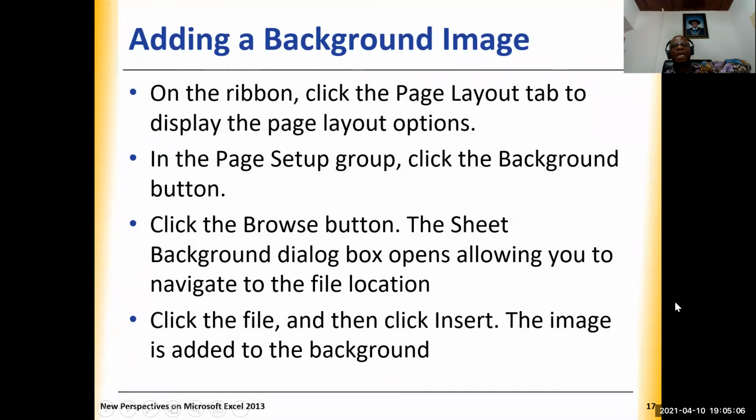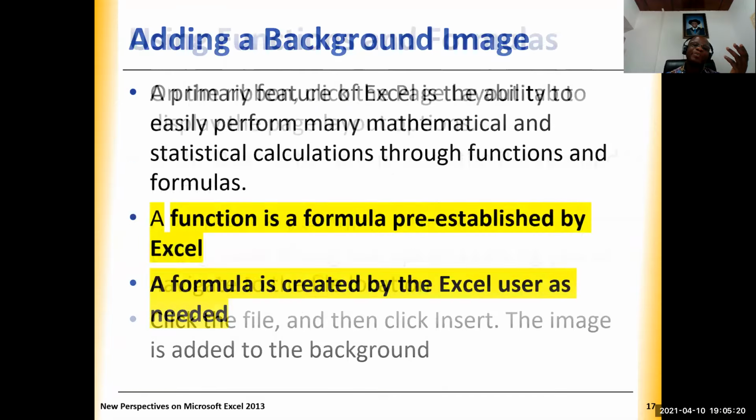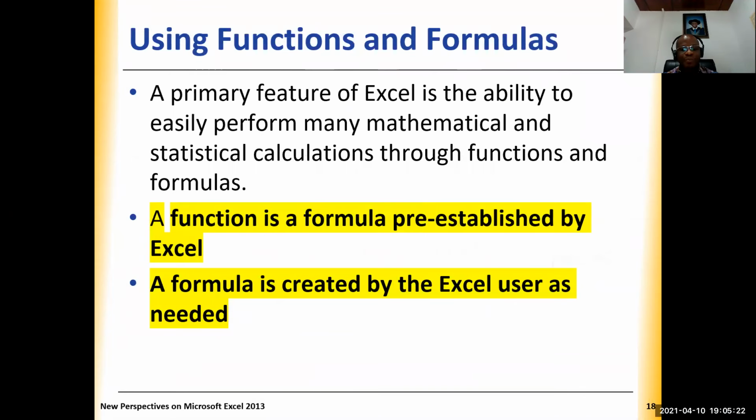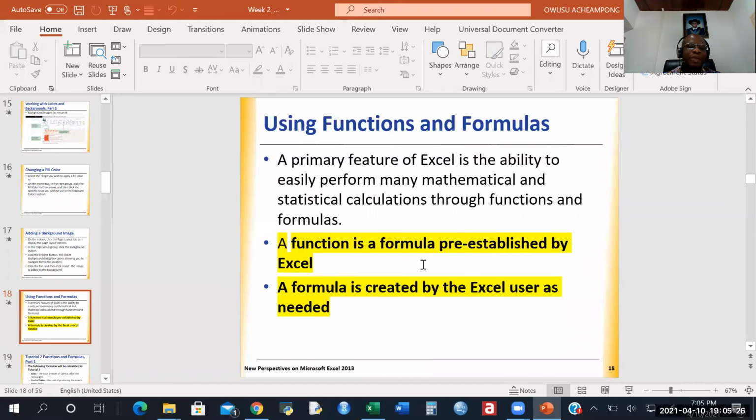So the next one is adding a background image. So we say on the ribbon, you click the page layout tab to display the page layout options, and then the page setup, blah, blah, blah, you click the background button and you click and select. So all that we are saying is, if you have some image and you want that image to be part of your background, then you can go ahead and do that.